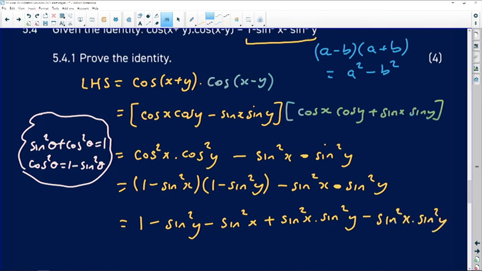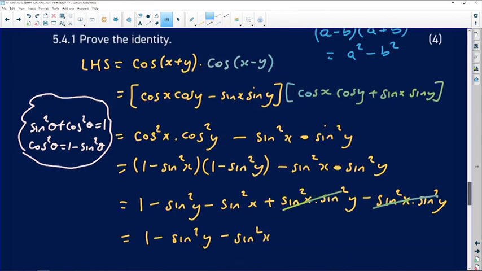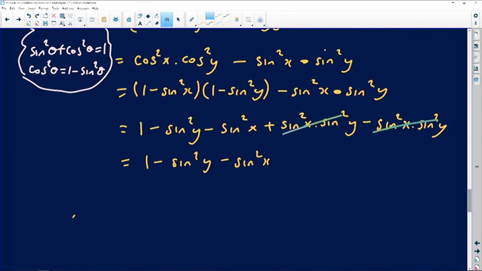So that's pretty awesome. And what do you notice here? We notice that the last two are the same, so they will cancel each other. They'll subtract to literally a 0. And that leaves us with the stuff that we have on the left-hand side, which is 1 minus sine squared y minus sine squared x. And then, beautiful people, we can say we have finally arrived at the end. The left-hand side is equal to the right-hand side, which is what they wanted us to prove.